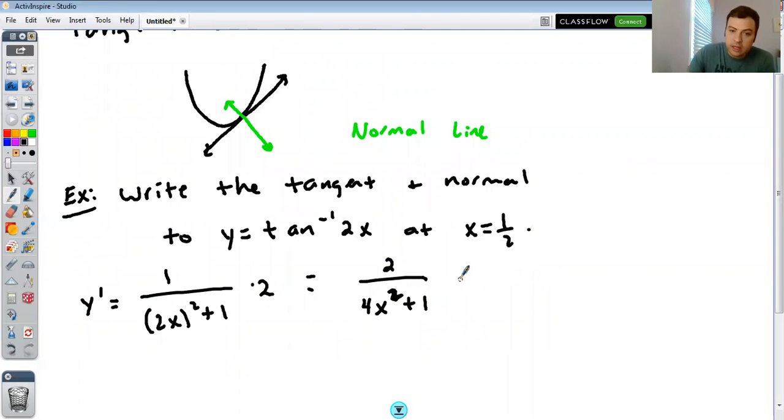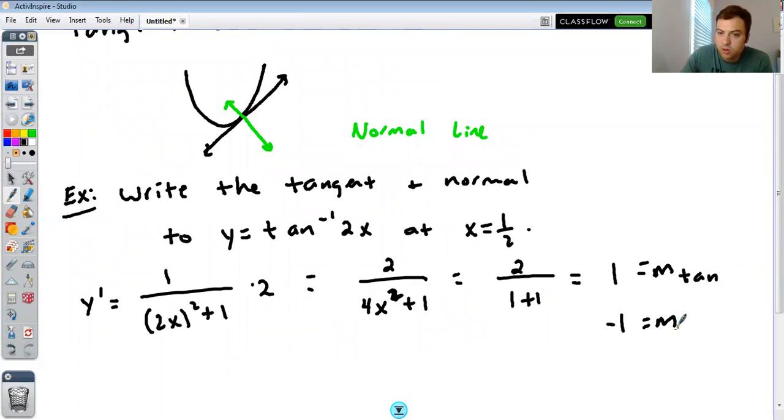Now we'll plug in our point. So at x equals 1/2, this will be 2 over 1 plus 1. So that is a slope of 1. That's my m tangent. The m normal would be the opposite reciprocal, so -1 in this case.